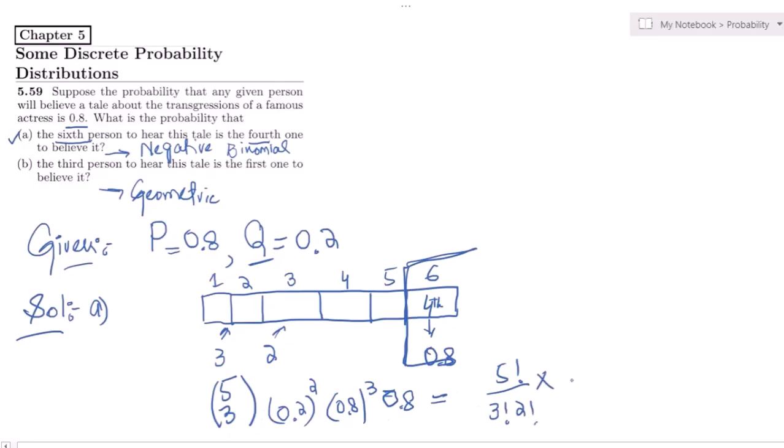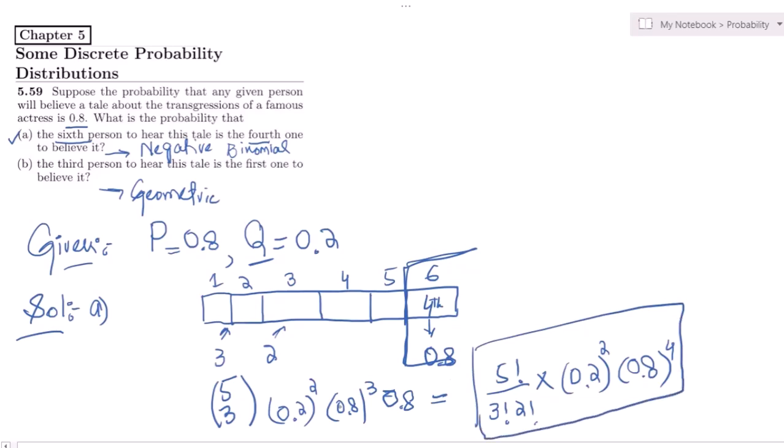Okay, multiplying it with 0.2 whole square, and also this one which is 0.8 raised to power 4. So this is the solution of part A of my question. Okay, so you have understood that this is the negative binomial distribution. In part B of my question, let me solve it here.